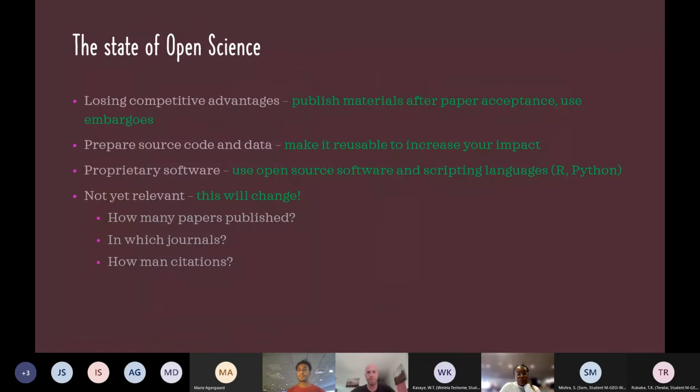First of all, many researchers fear losing their competitive advantage. What if others publish papers faster based on the materials that you made available? You could solve this issue by publishing the materials at the very end of the research process. Another possibility to solve this issue is to impose an embargo on the materials for 1 year or so.